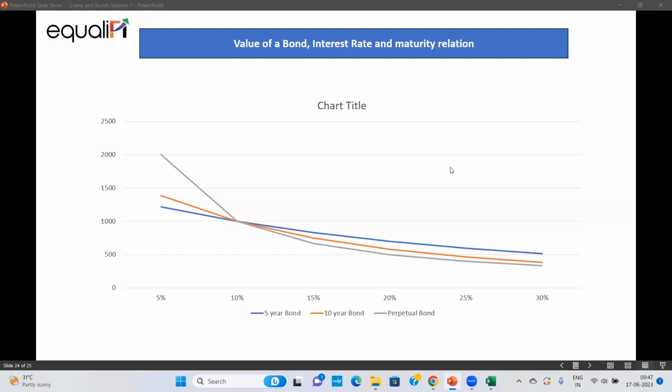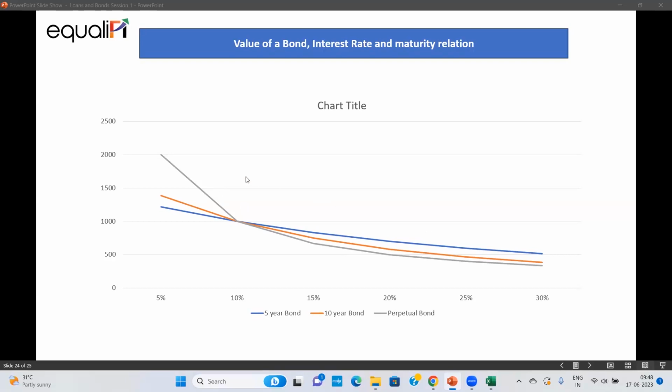Okay, the explanation of this chart is okay, fair enough. I understand. We are getting into a debate kind of thing, right? This is basically a chart which shows you a trend of 5 years, 10 years, and the perpetual bond, and how the price changes with the increase or decrease of rate of interest. So this is just an observation of the trend from past data.